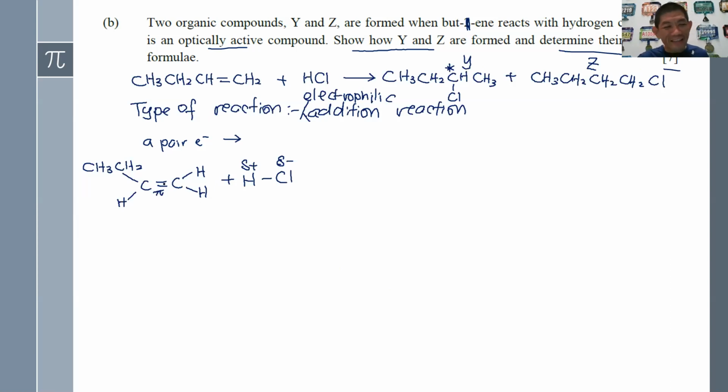Okay, it is negative, so it will attack the positive. You must start off from the pi electron, which is the negative. It will attack the positive. You draw the arrow in here. You form a bond like this. Then, if you draw the pair of electrons attacking the hydrogen, now hydrogen has 2 bonds already.